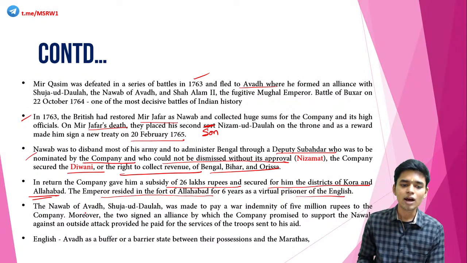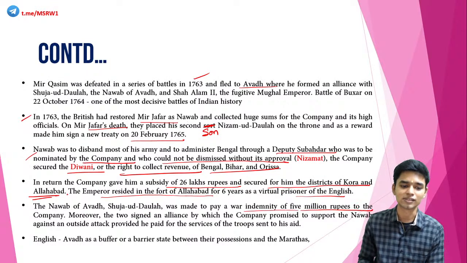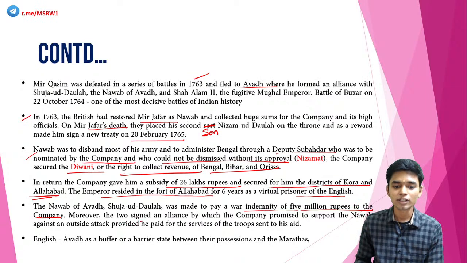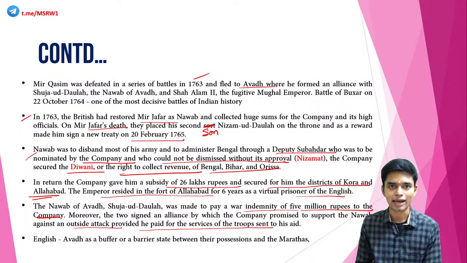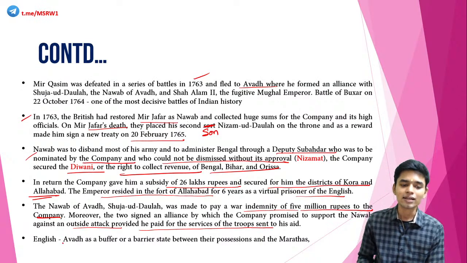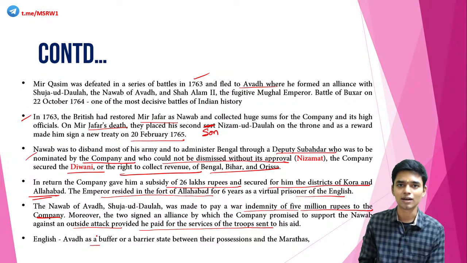Anyway, the Nawab of Oudh, Shujauddaulah, was made to pay a war indemnity of 5 million rupees to the company. Moreover, the two signed an alliance by which the company promised to support the Nawab against an outside attack, provided he paid for the services of the troops. For the English, Oudh acted as a buffer state, a barrier between their possessions in Bengal and the Marathas.